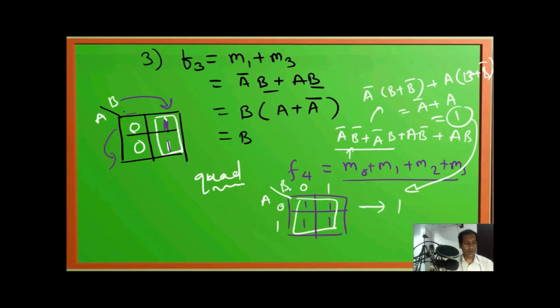So like this we can solve the two variable K-map. With this we will stop this session here. Next session we will continue our discussion on K-maps. Till then, have a good day. Thank you.